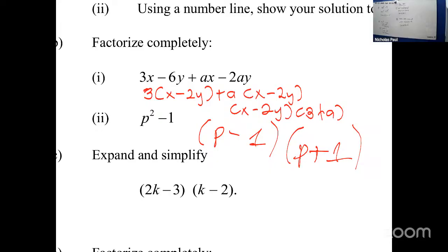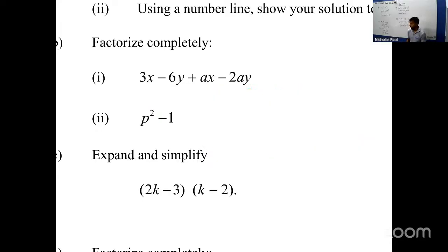Right. So you got x minus 2y, 3 plus a. Look at that handwriting. Right? Start complaining about mine, right? Good. Nice, solid, not bad.